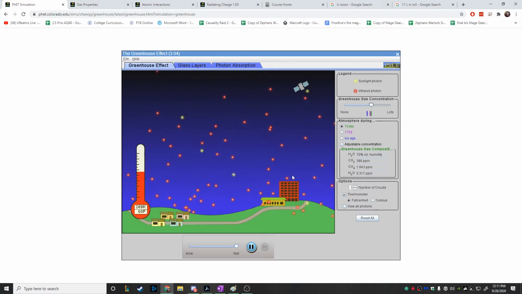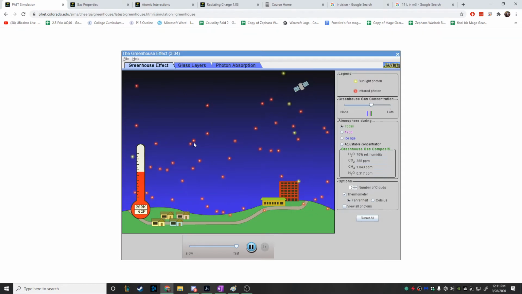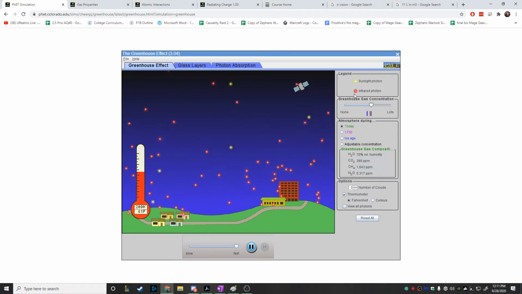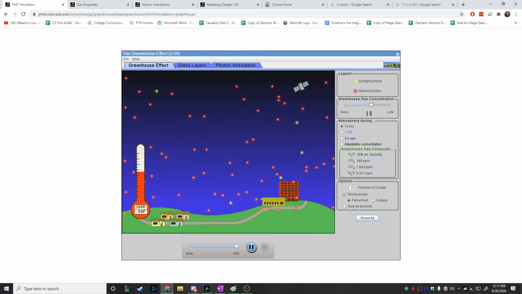So there's photons represented by these dots right here. There are different types of photons: there's sunlight photons, and there are infrared photons. The infrared photons are coming from the warm Earth here.